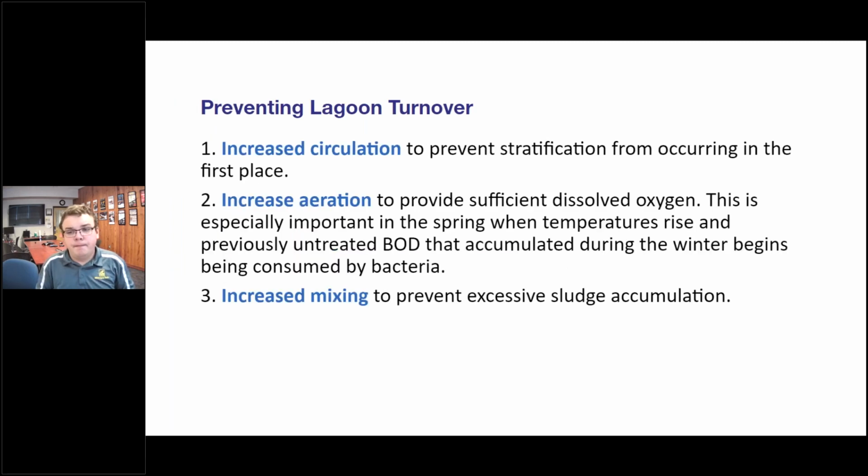So what can be done is keep your lagoon system circulating. That stops that layering from happening, so you don't have as wide of a temperature difference in the first place. Increase aeration to help compensate for some of that increase in oxygen demand, and keep the mixing process going to help prevent a lot of that increased load on the system.